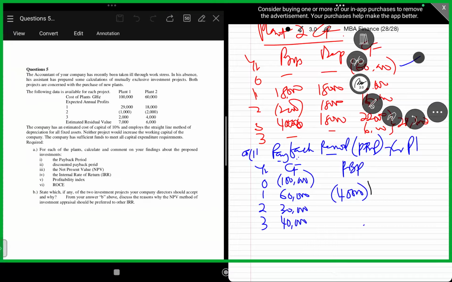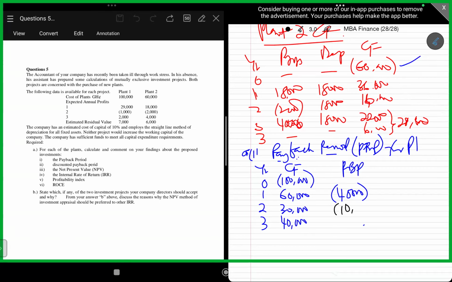Go for a better calculator so that we don't spend our time. No, I'm using my mind. But negative 100,000 plus 60 gave us 40,000. Use the calculator. Don't be using your mind. Okay. Negative 100,000 plus 60 plus 30. Negative 10,000. Just use the calculator.